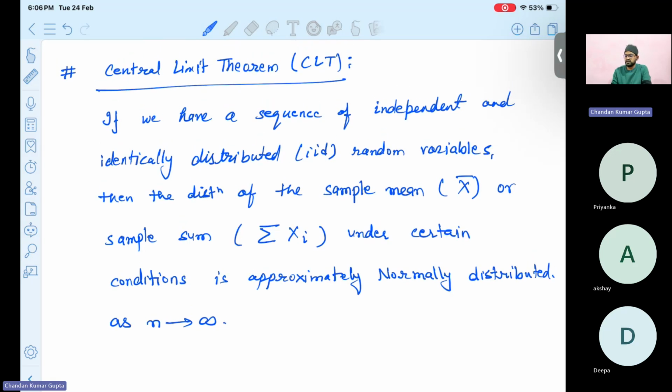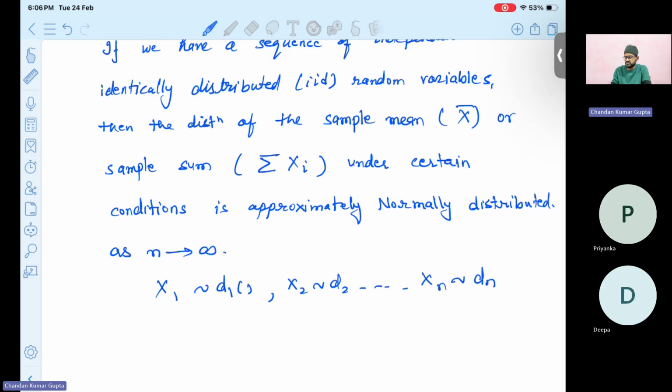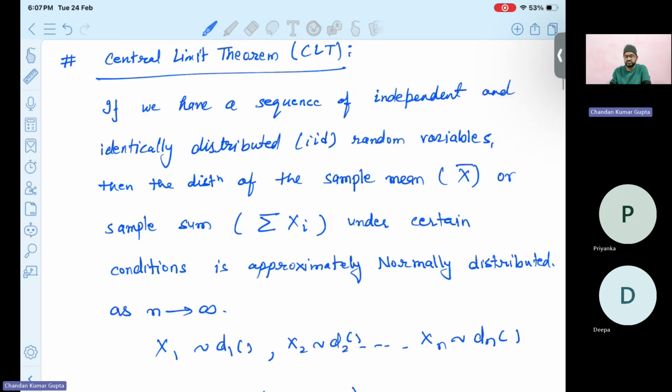Suppose we have a different sequence of random variables, like X1 follows D1 distribution, X2 follows D2 distribution, Xn follows Dn distribution with some parameter values, obviously. Then suppose their sum, that is summation of Xi, ultimately follows a normal distribution with some appropriate parameter values. So this is what the central limit theorem says.